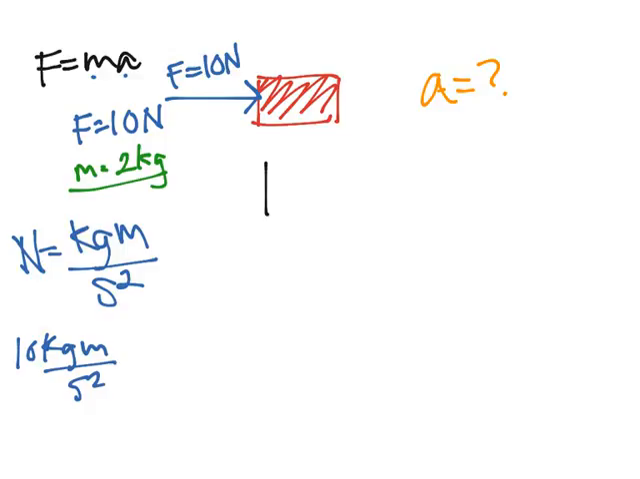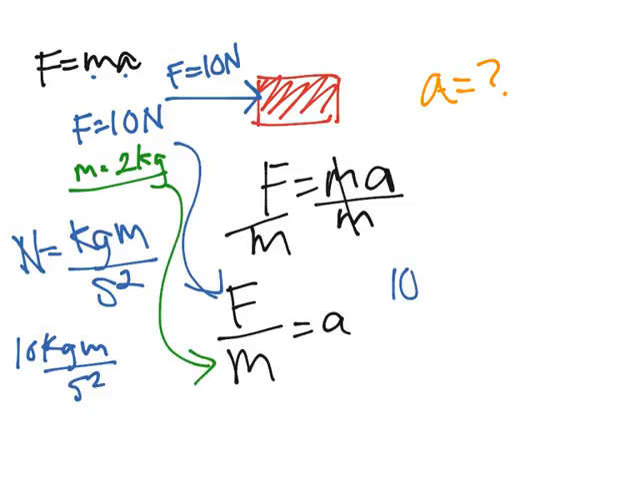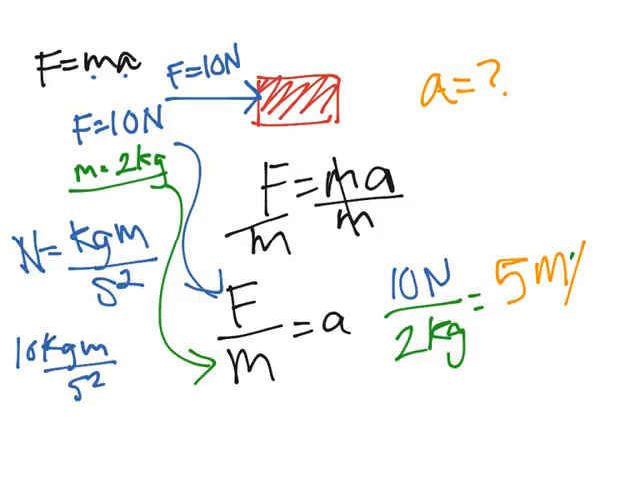So we have our formula, force equals mass times acceleration. We want to find acceleration, so we have to isolate acceleration. You divide by mass on both sides, those cancel out. You have F over m equals a, and all you've got to do now is put in your numbers. So for F, 10 goes in. For mass, 2 kilograms goes in, so we have 10 newtons over 2 kilograms, which gives you 5 meters per second squared.